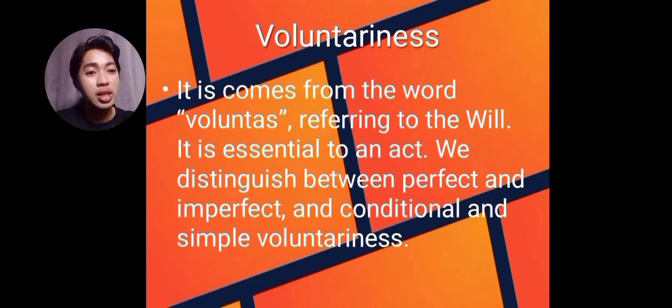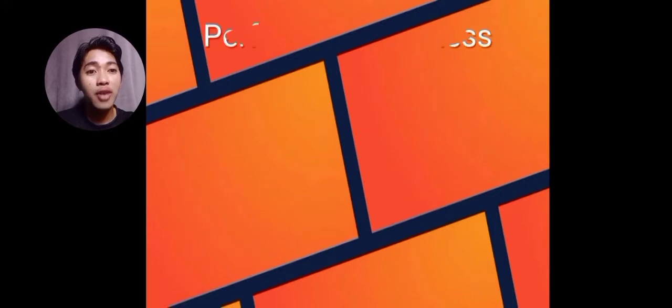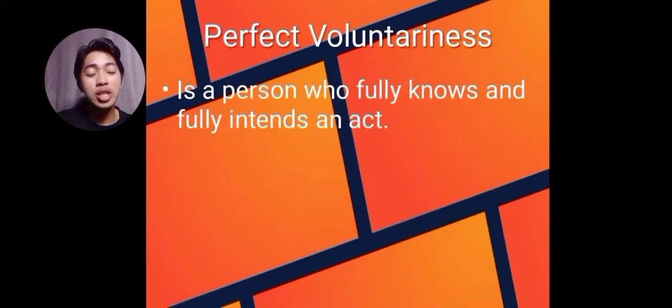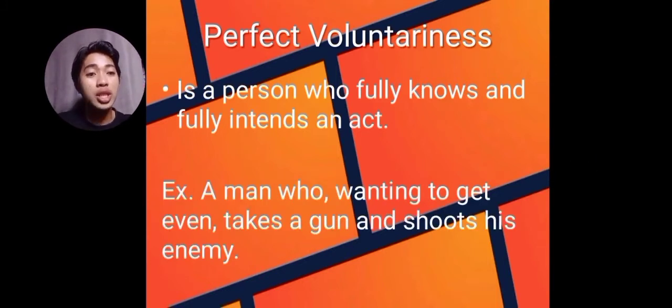So let's discuss first what is perfect voluntariness. Perfect voluntariness refers to, is present in a person who fully knows and fully intends an act. So, kanang iya gitong gituyo. So, perfect voluntariness. Kanang mga actions nga gituyo gyud sa tao, then it is considered to be perfect voluntariness. Example is a man who wanting to get even takes a gun and shoot his enemy. So, kung gusto siya patas, and if ever mahimo sila pantay ang laban, he takes a gun and shoot a man or his enemy.